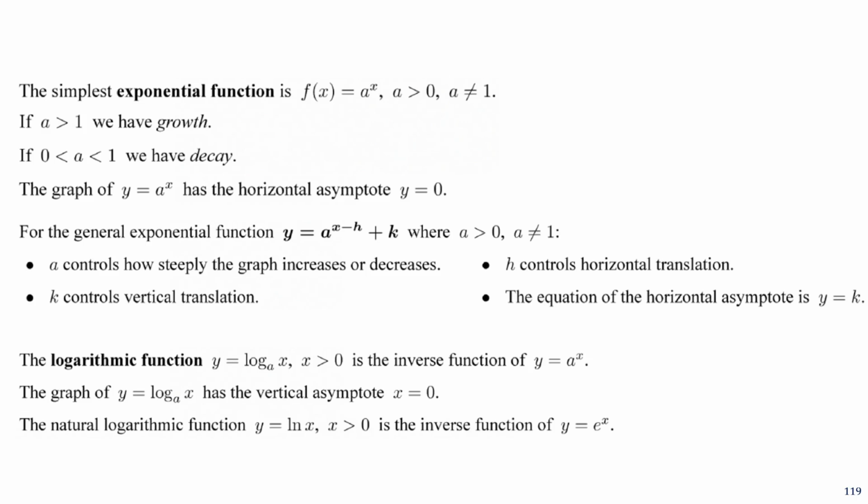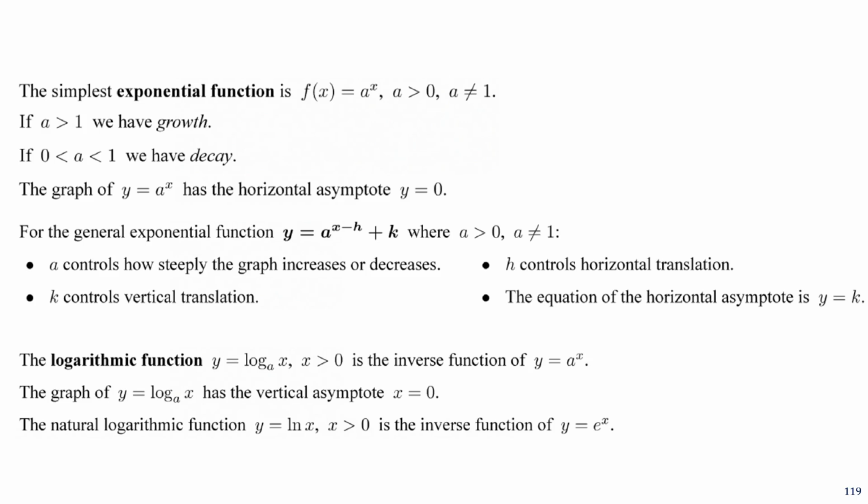Again, we can also expand this idea a little bit. The general exponential function can be expressed as a to the power of x minus h, plus k. So here you have parameters that control the transformation, right? a controls how steeply the graph increases or decreases. h controls horizontal translation. k controls vertical translation. The equation of the horizontal asymptote is y equals k, right?